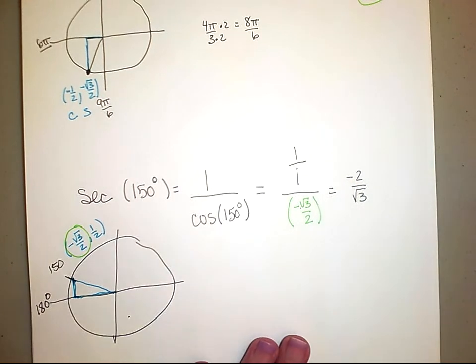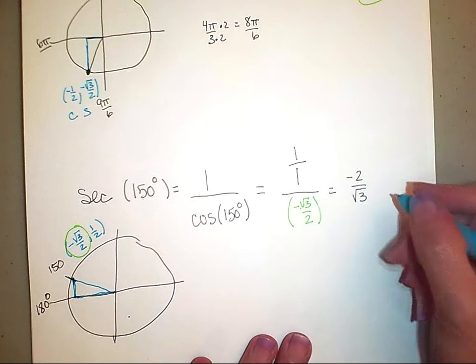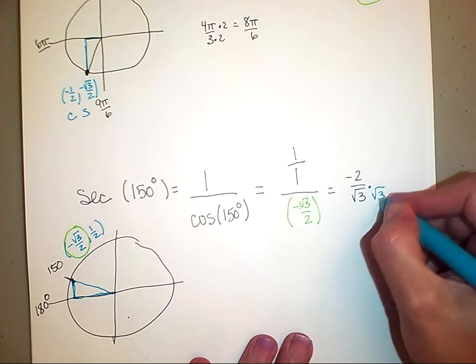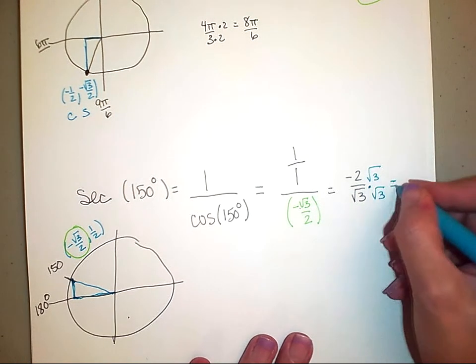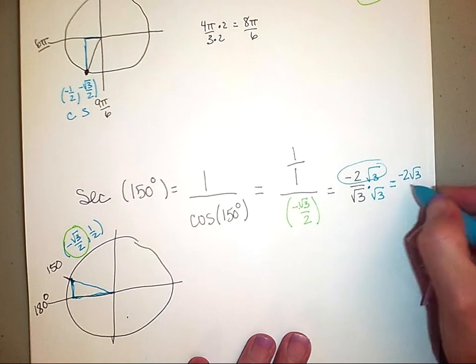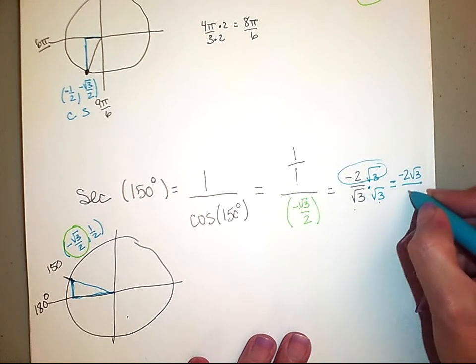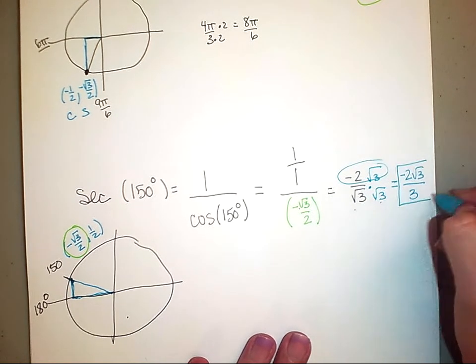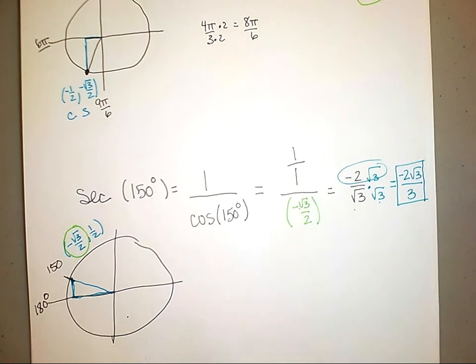Now we need to rationalize this denominator. So up top we have negative 2 square roots of 3. And down below, square root of 3 and square root of 3 is just 3. Okay? So this is the exact value of the secant of 150 degrees. So that's how we do it.